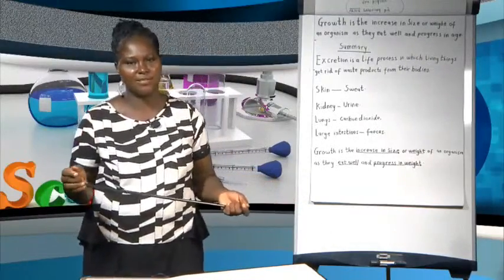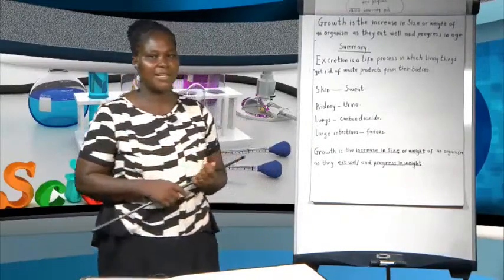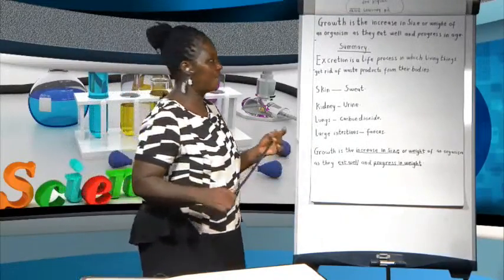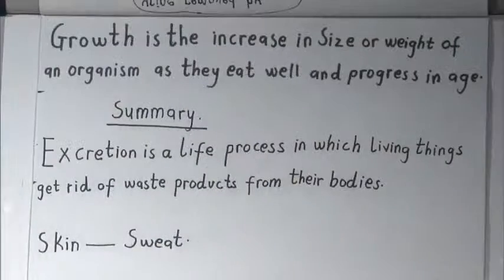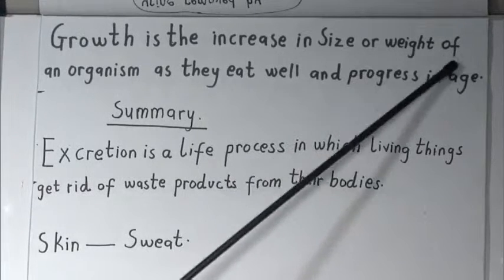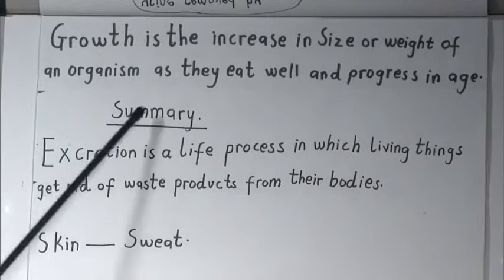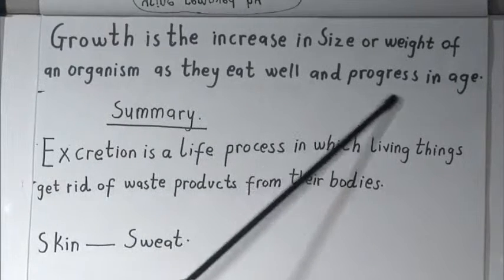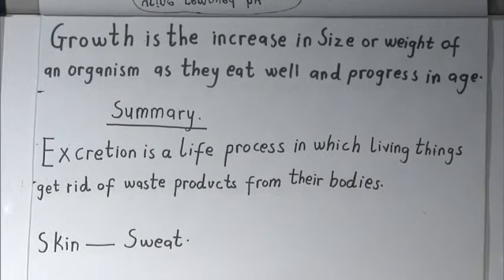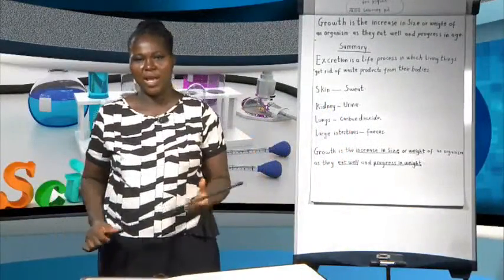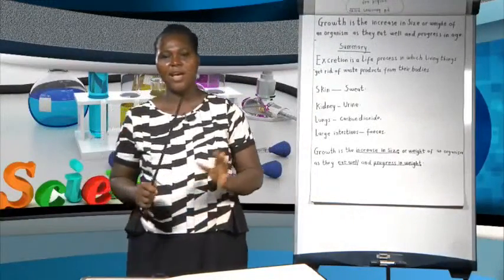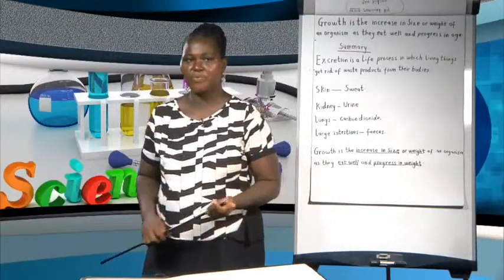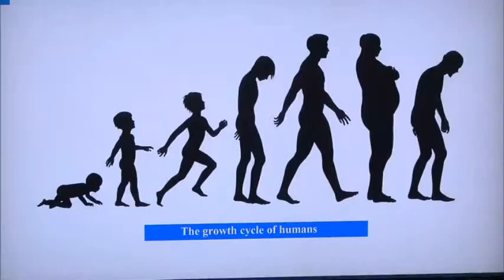You are good students. So learners, let's look at growth. Growth is the increase in size or weight of an organism as they eat well and progress in age. So if you eat well, you will grow. How do we grow? We have a chart that shows how human beings grow. Let's look on our screen.